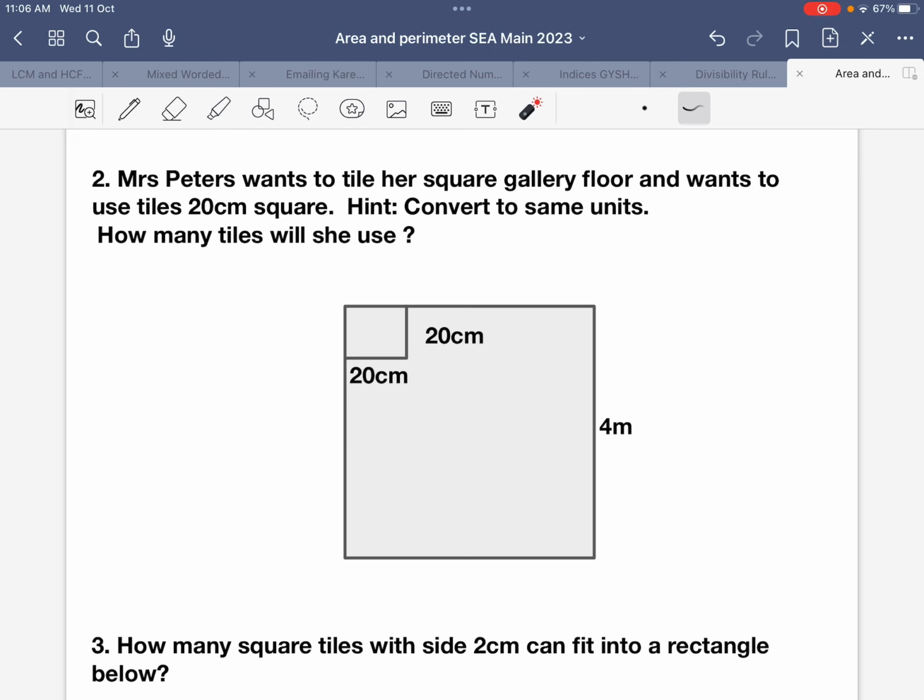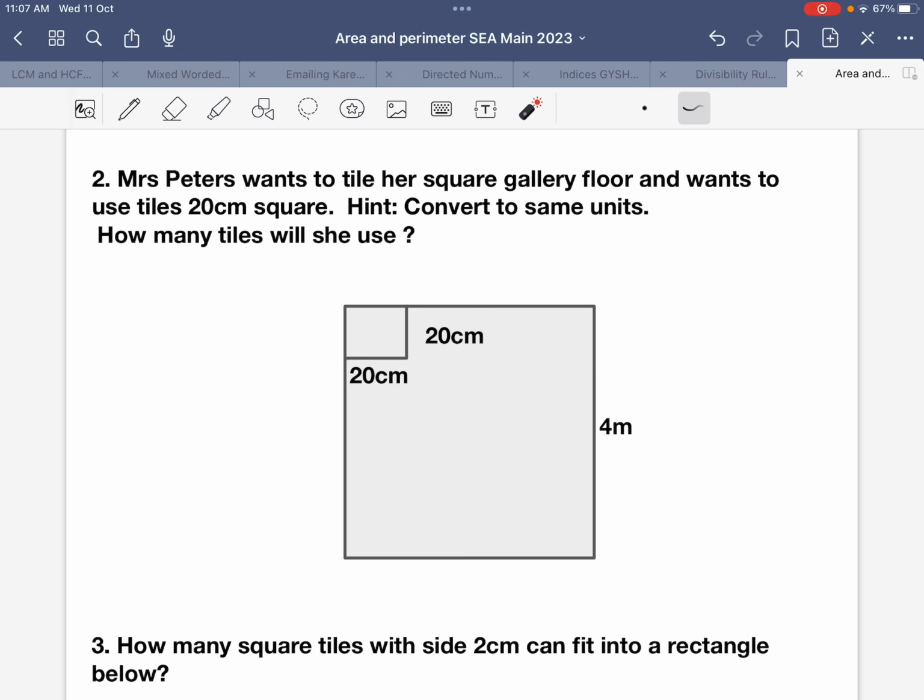So we are seeing that the square floor is given in meters, so that's 4 meters by 4 meters. And the tile is given in centimeters, 20 centimeters by 20 centimeters. So it's best to have all the units the same so we can convert the meters to centimeters, the bigger unit to the smaller unit. So 1 meter is equal to 100 centimeters.